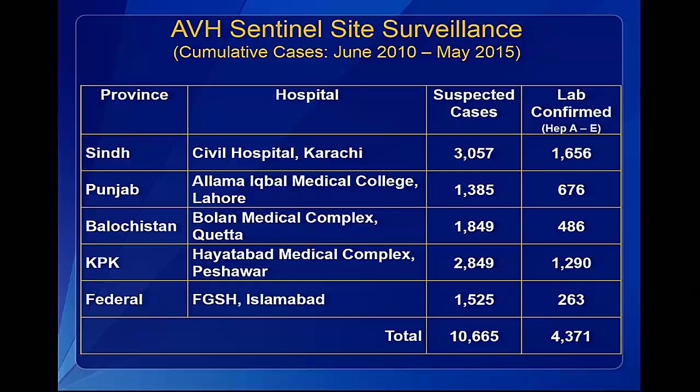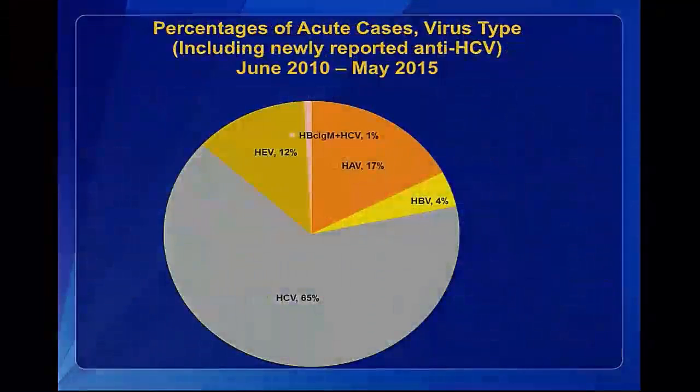Over the last 5 or 6 years, the five hospitals that have acute surveillance, with specific case definitions beyond laboratory as well, have identified 10,000 suspect cases of interest. They've only lab confirmed 4,300 of those, so 40%, and 60% of the acute hepatitis cases were unconfirmed. Of those, HCV was the overwhelming positive virus that was identified from those cases.